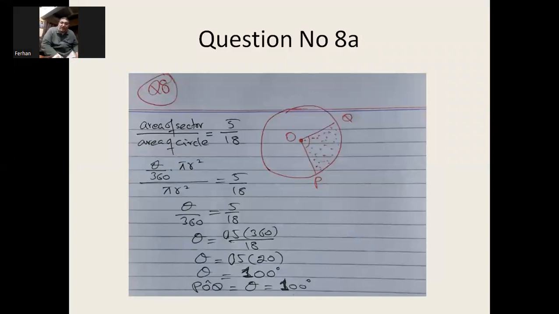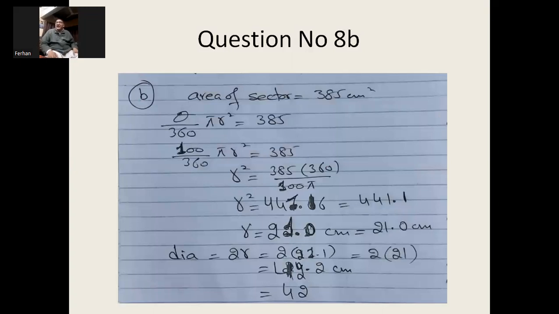So it is given that the area of the sector divided by the area of the circle is equal to 5 by 18. And we know the area of the sector is theta divided by 360 pi r square, and the area of that circle is pi r square. So pi r square will be cancelled. So you are left with theta by 360, and it is given that it is equal to 5 by 18. So cross multiply here. So you will have theta equals 5 multiply 360 divided by 18, and theta will be equal to 5 multiply 20, and theta will be equal to 100 degrees. So the angle POQ will be 100.